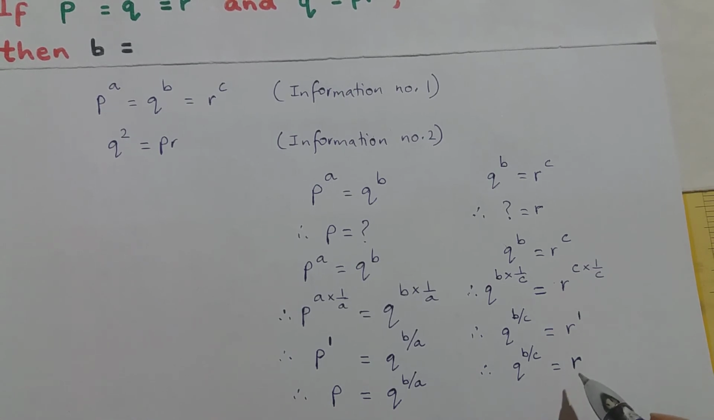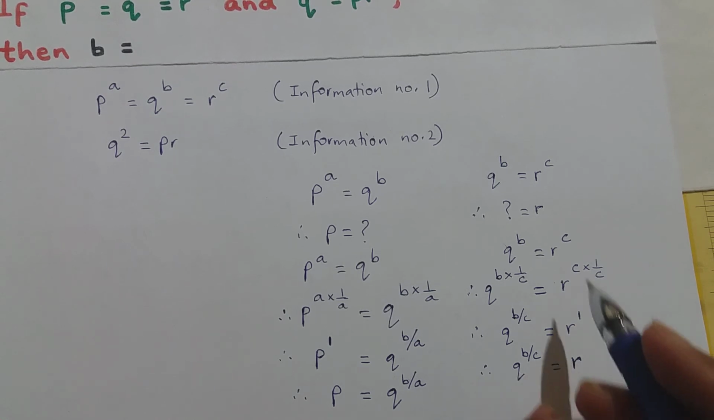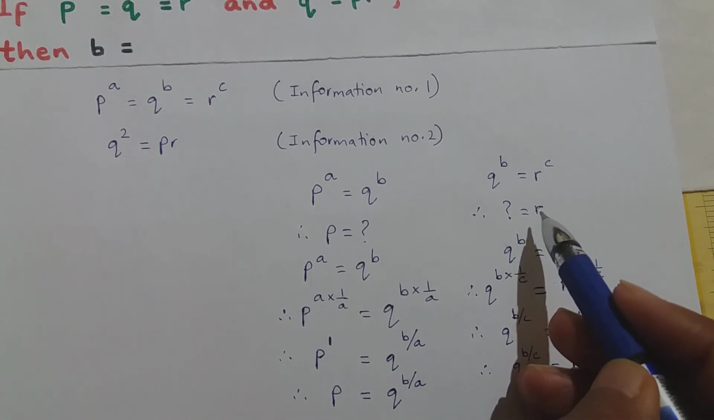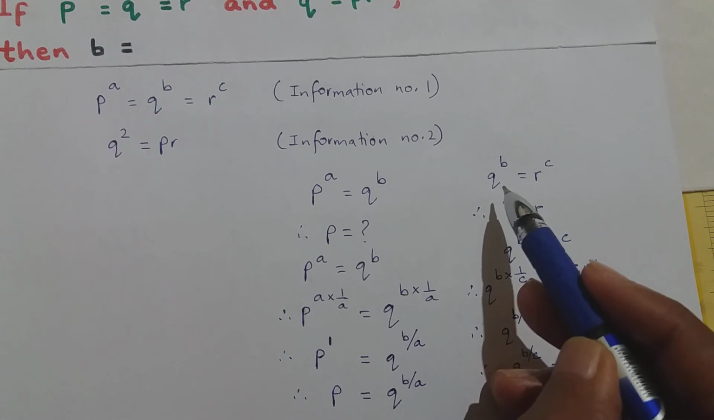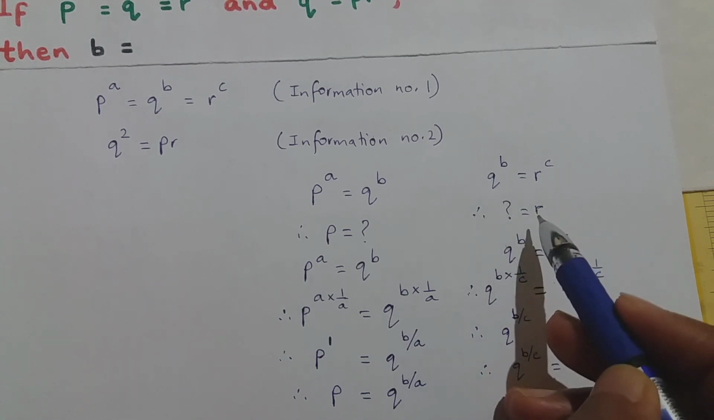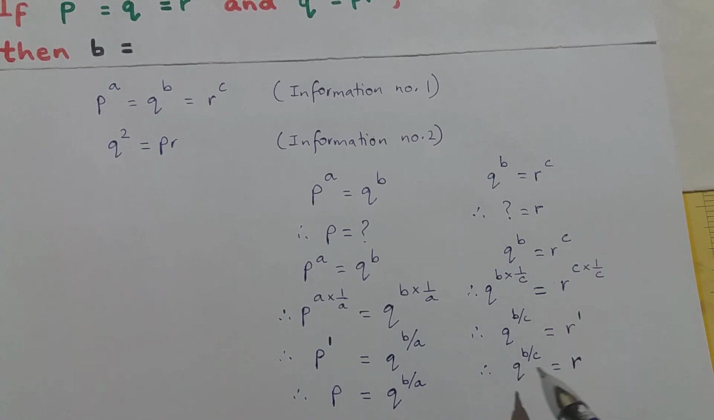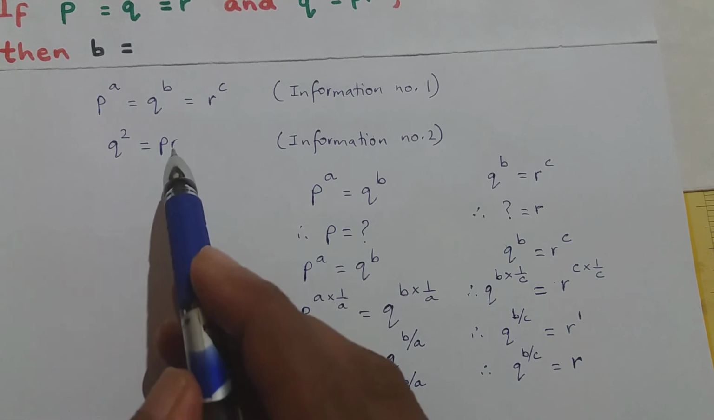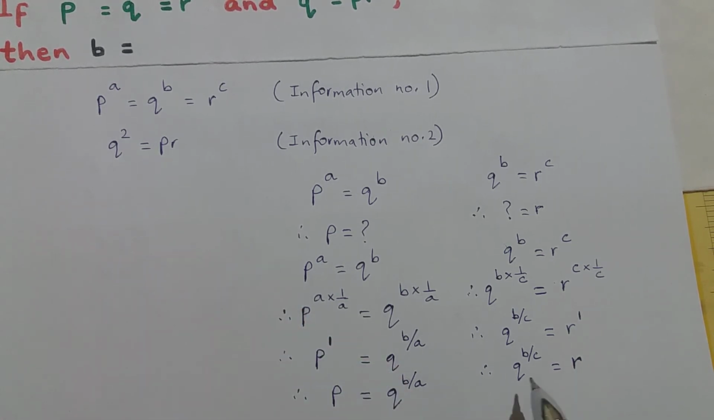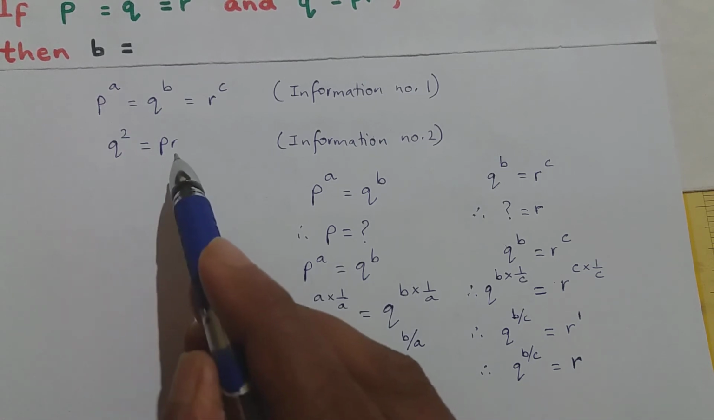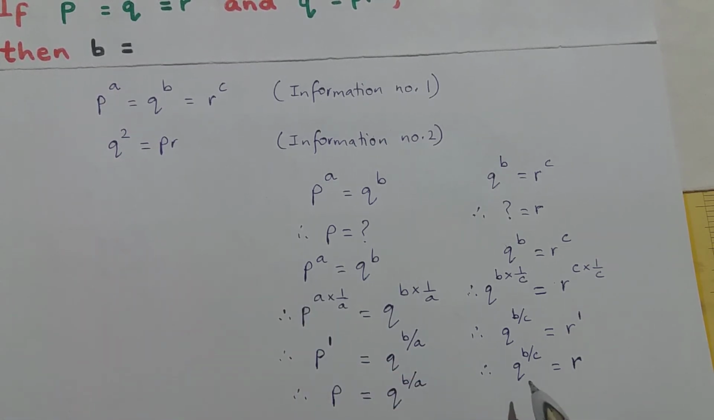So we have r, which is equal to q to the power b by c. So we have found out what is the value of r. From this given equation we have found out that the value of r is q to the power b by c. So we have found out r in terms of q. So r is equal to q to the power b by c.